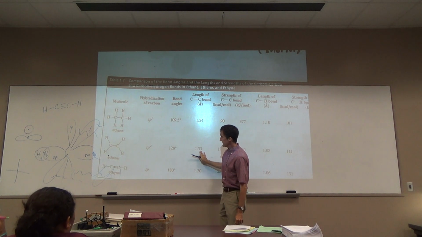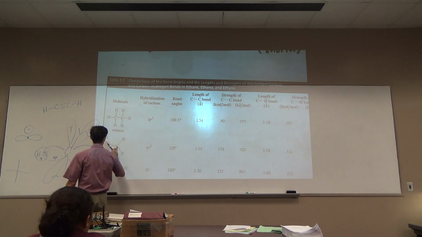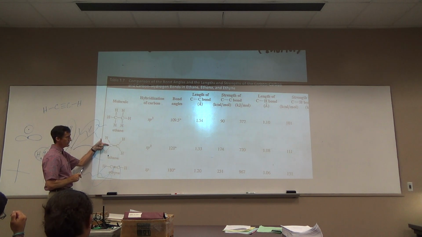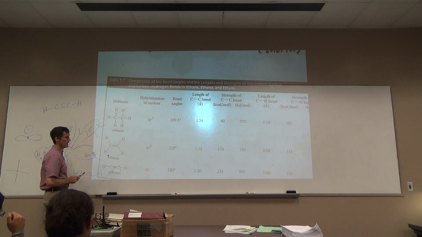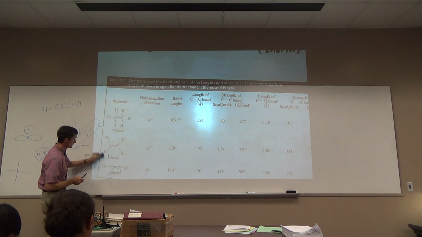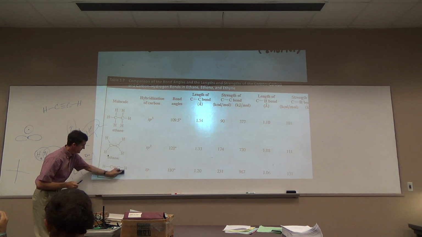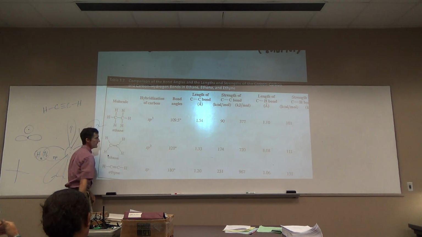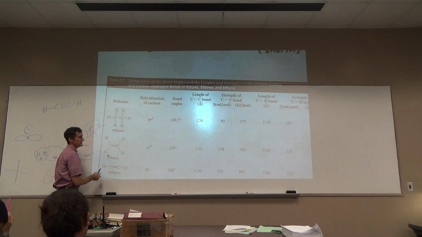Let's compare other lengths. Here, both carbons are sp2. How many regions around this carbon? Three. Three is going to be sp2, with all that comes with that, including how you end up with the pi bond there. The HCH bond angle would be 120, as well as the HCC bond angle.